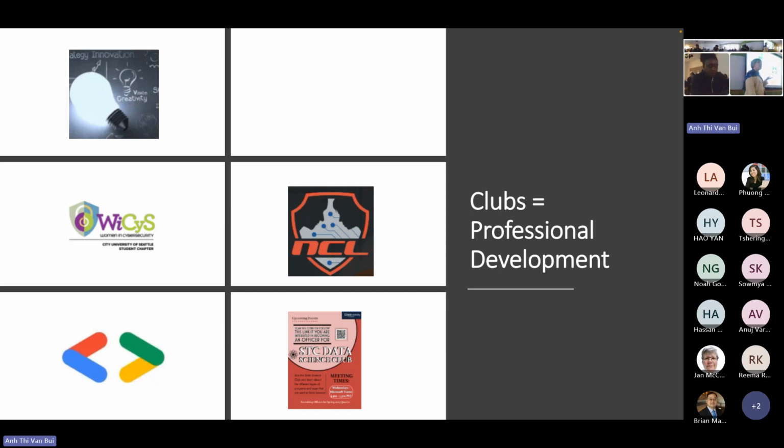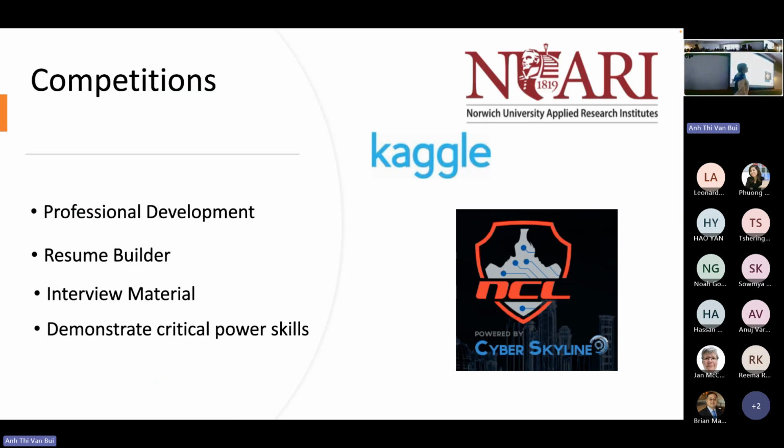Even cloud, how many of you are doing cloud? We don't have a cloud club too. Okay. Shingo, you're doing cloud. Okay. So we have a data science club. Next slide. What we really want to do is talk about competitions.